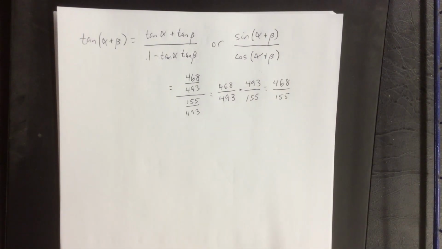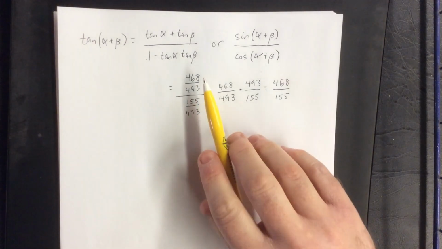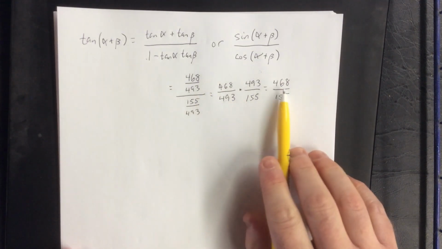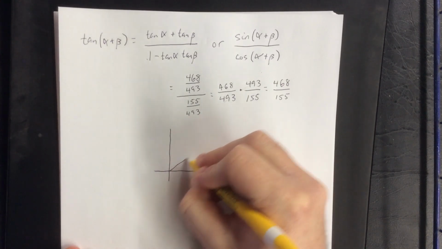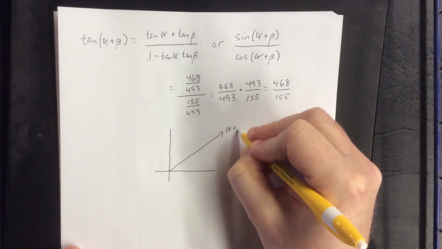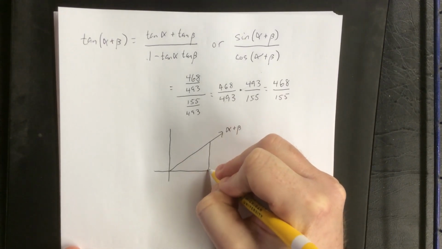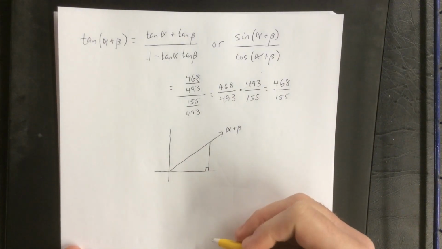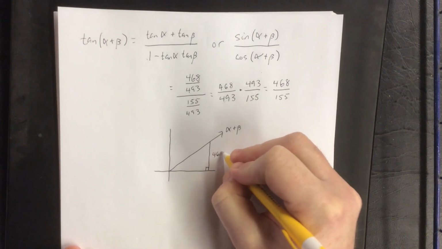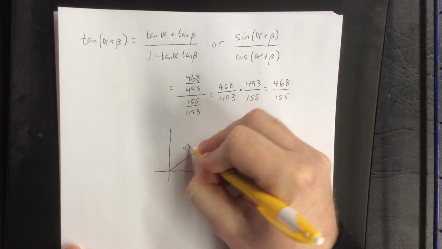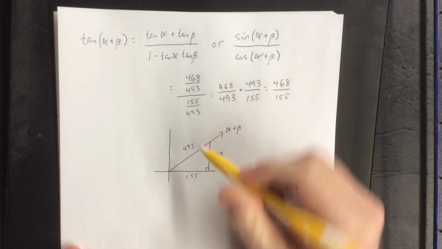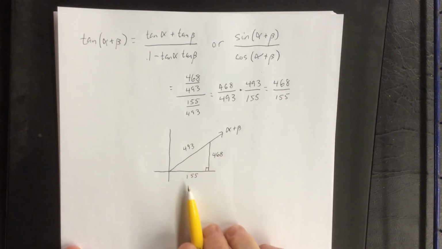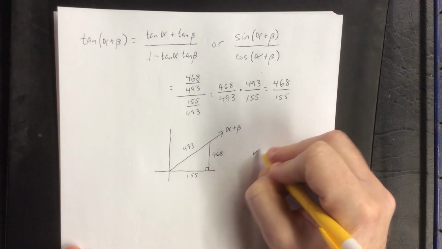Now, in the event that I asked you to identify the quadrant of alpha plus beta, the thing that I would need to point out is that the sine was positive, the cosine was positive, and the tangent is positive, letting us know that alpha plus beta is going to be a quadrant 1 angle. And if I were to draw in the associated right triangle, the sine was 468 over 493. The cosine was 155 over 493. And now the tangent we see is 468 over 155. So that works out just peachy.